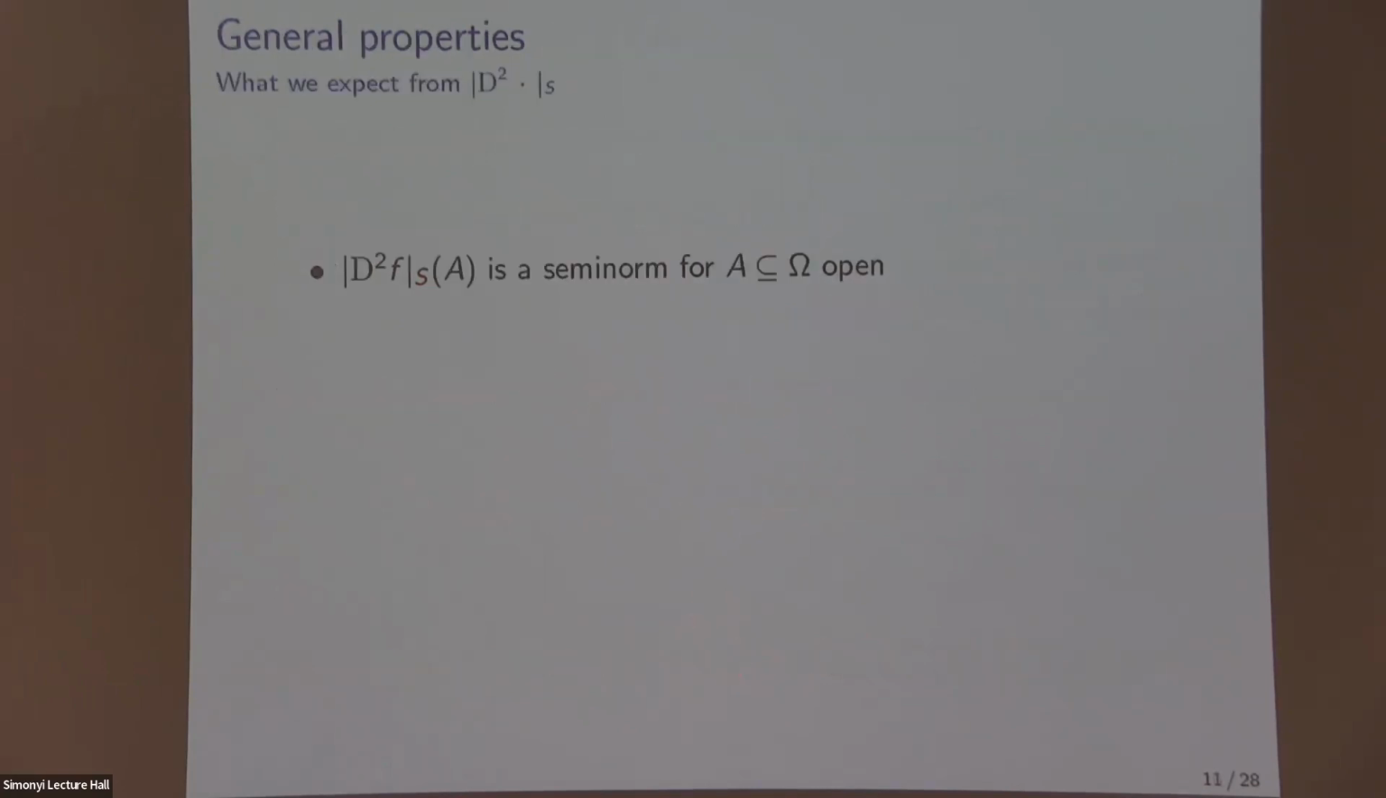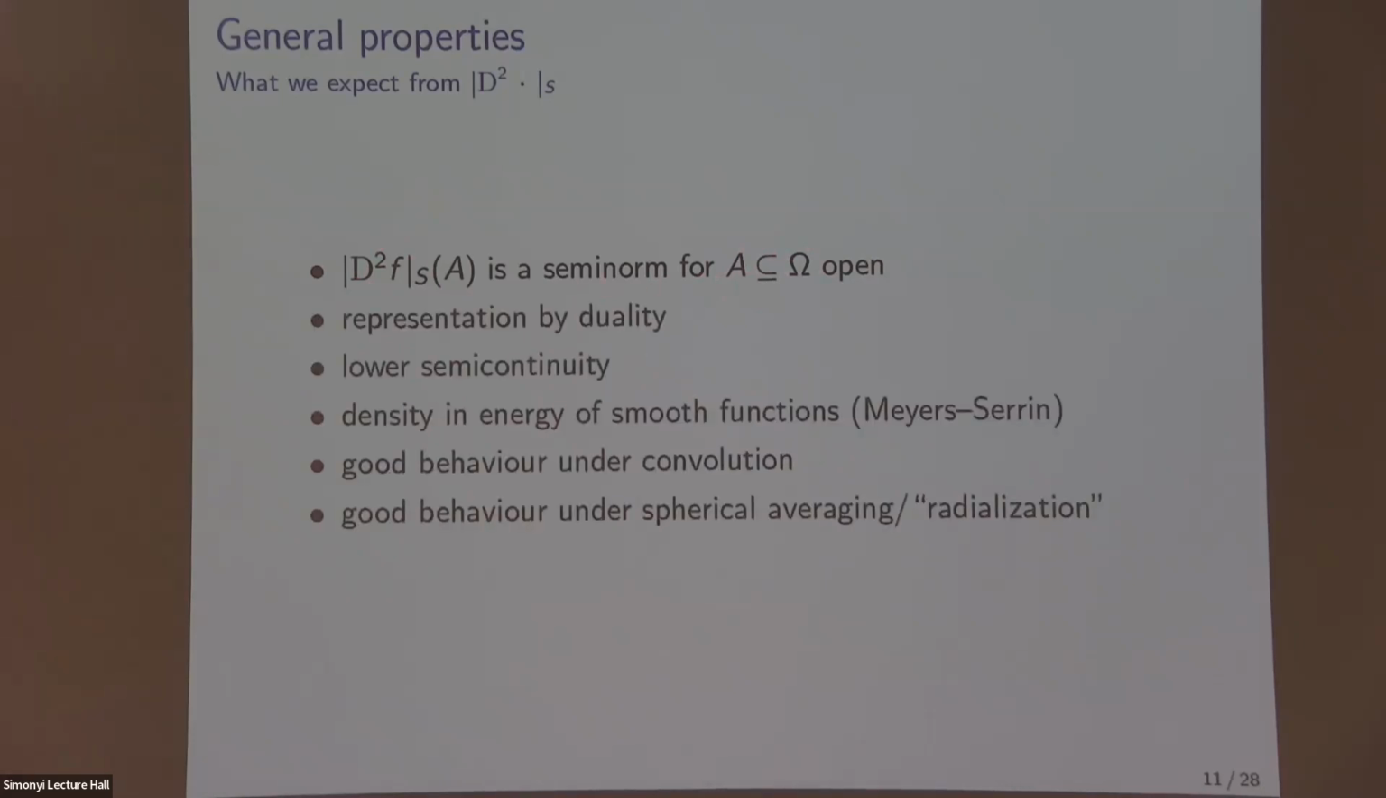A couple of basic properties. These are really easy, and maybe the thing to recall from this slide is that the properties that you know for the space BV hold also, with the suitable adaptation, in this second order framework. Okay, first, take an open set, then the second order total variation with respect to the Schatten norm is a seminorm. Okay, this is expected. You can represent it by duality via integration by parts.